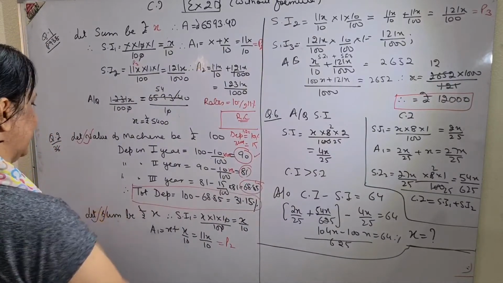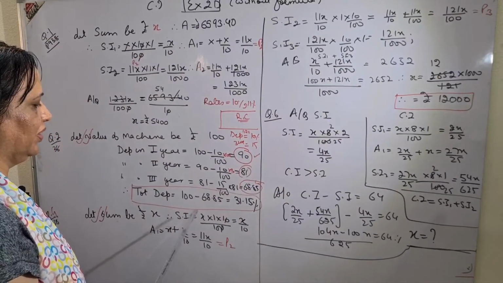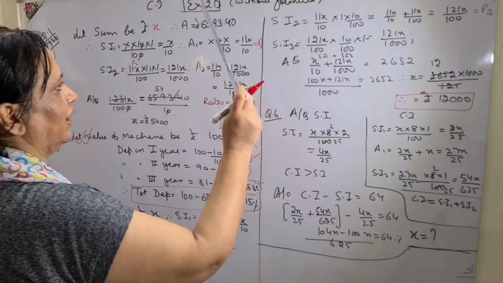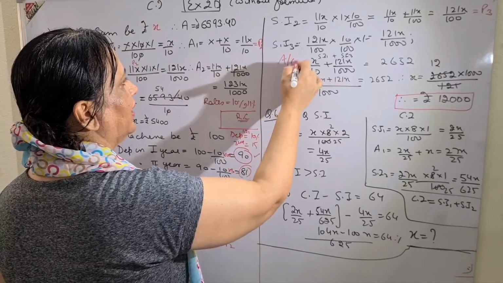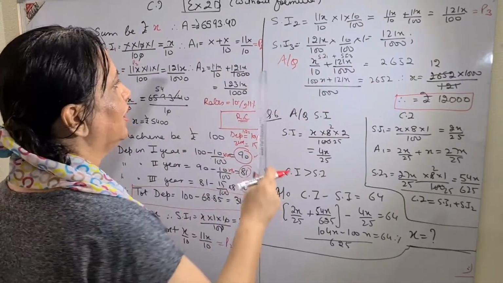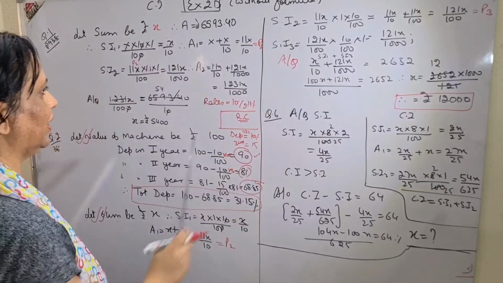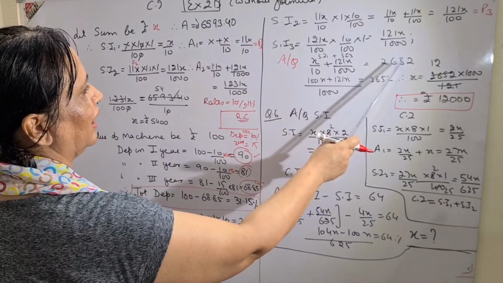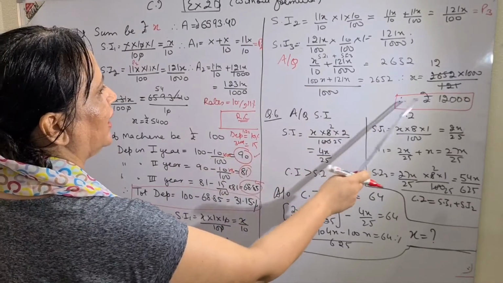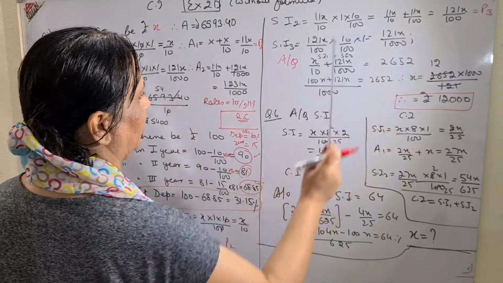Question number 4, page 38. I calculate the compound interest for the first year, then for the second year, then for the third year. Then according to the question, I applied the condition. The condition was that the compound interest for the first year plus the compound interest for the third year, add the two, is equal to the given amount, that is 2652, and that is your required answer after calculating.